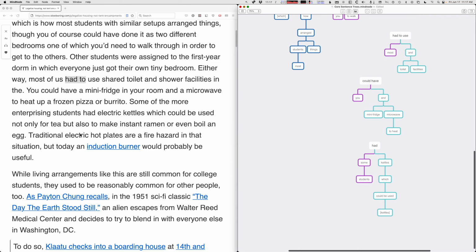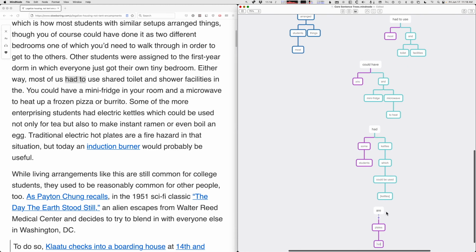Don't care. Okay, traditional hot plates are a fire hazard. So we have are as our verb. Are plates. I'll include hot because they're not regular plates, they're hot plates. It's pretty different. But I don't care that they're traditional or electric. Hot gets the point across well enough. Okay, and they are hazard. A and fire are details, so they're hazard, and then we have in that situation details.